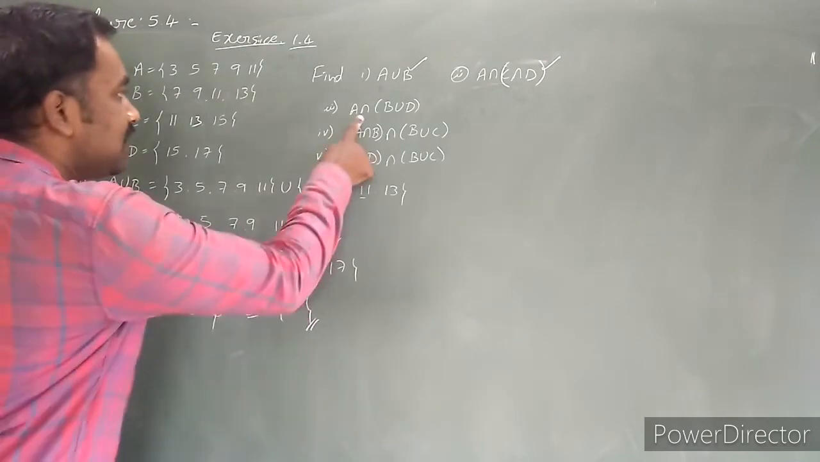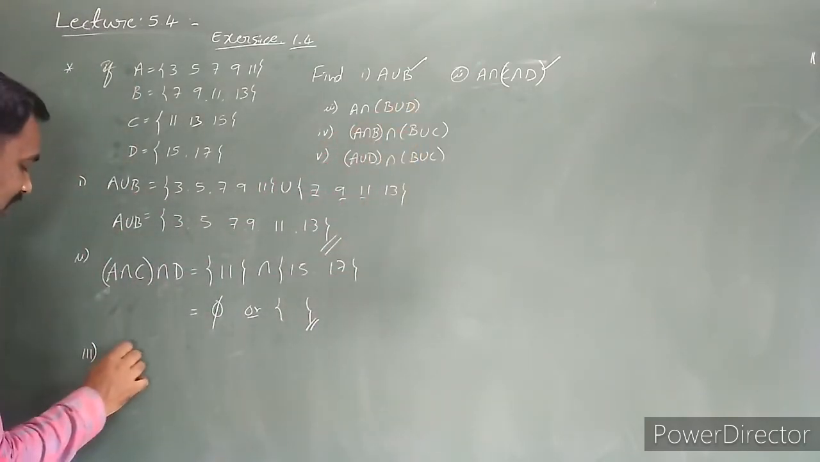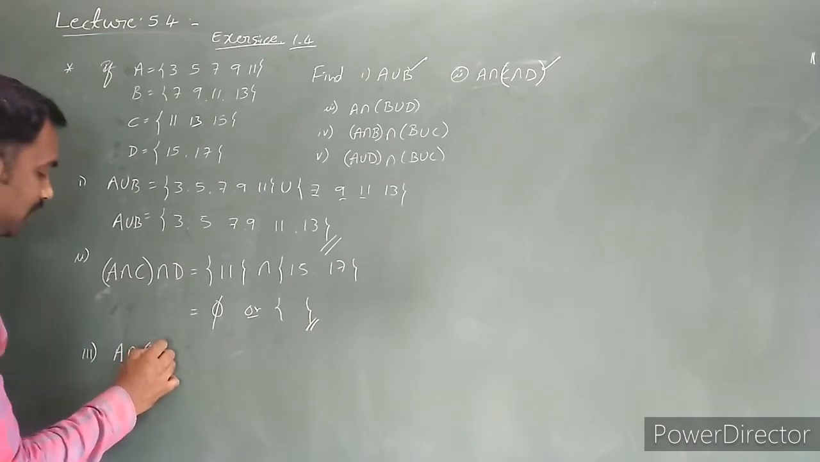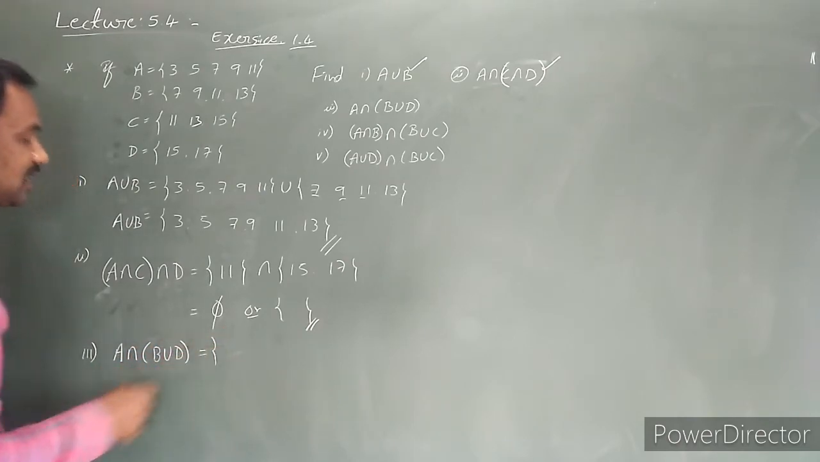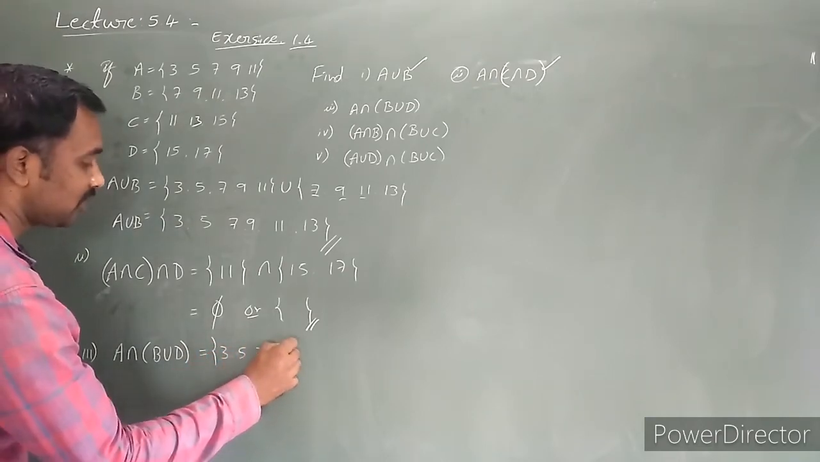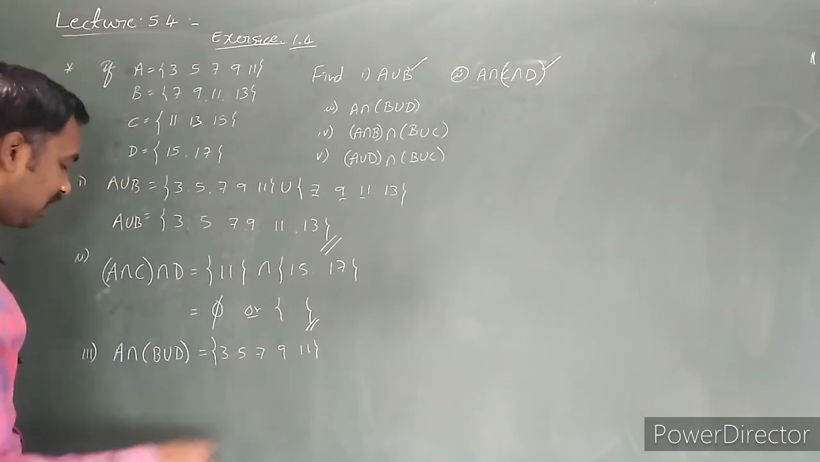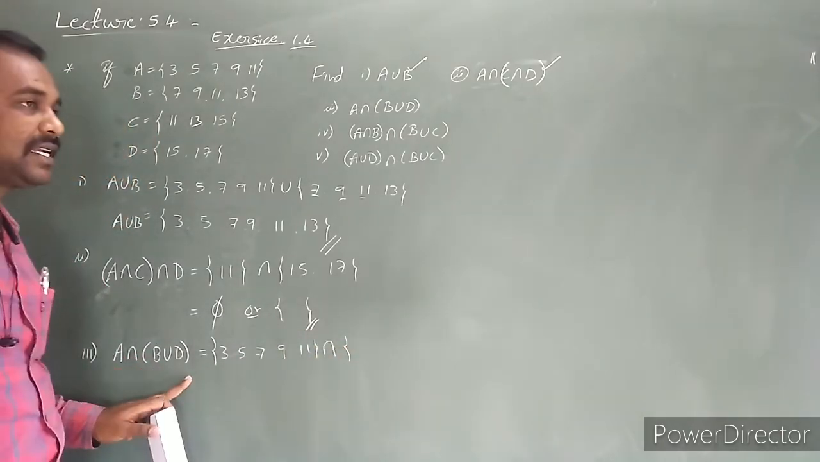What is the third case? Here they only mentioned it in brackets, that is nothing but A intersection B union D. First I just write the set A. What is the set A? 3, 5, 7, 9 and 11, intersection of. Now I am just going to write the B union D directly.